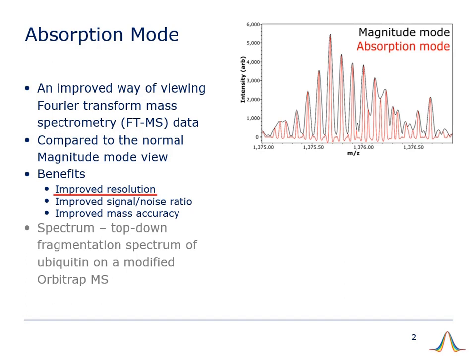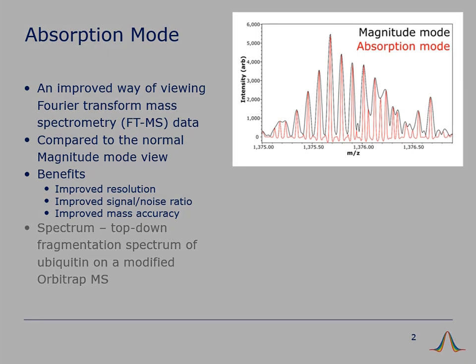The first benefit is improved resolution. In the absorption mode, you will tend to see your peak resolution approximately double, and this means you'll easily be able to find extra peaks in the absorption mode that you would never have been able to detect in the magnitude mode, especially in complex spectra.